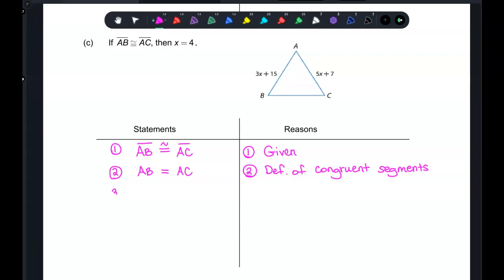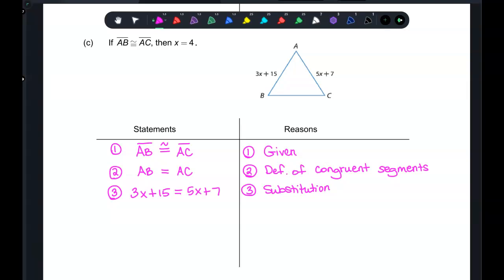Now we're going to replace. What's AB equal to? 3x plus 15. What's AC equal to? We're using substitution. I'm replacing AB with its equivalent. Do we actually have to write out the definition? No. We just write the name of the definition. You don't have to write all that. You just have to write the name of it.